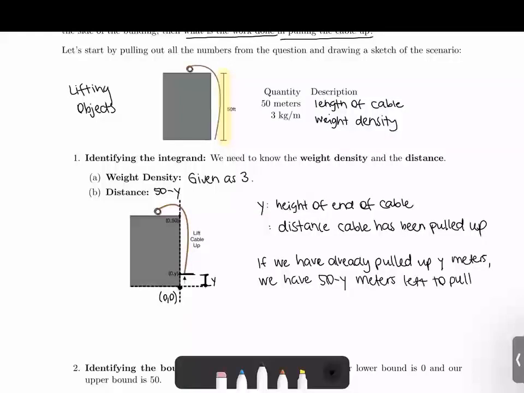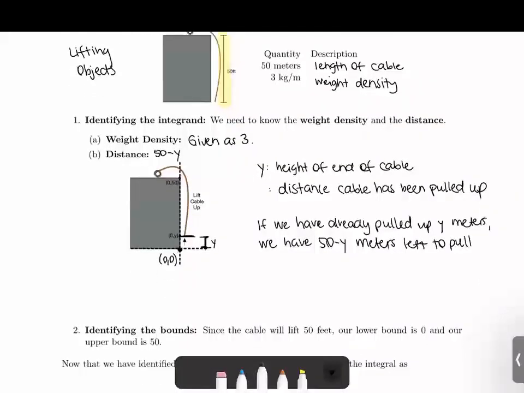So that's going to be the distance we have remaining. So at any point, we can say, well, how much more do I have to pull? And that's going to be 50 minus how much I've already pulled. So that's going to be our distance here. And so remember that our formula for force is going to be weight density times distance. So our force is going to be 3 times 50 minus y. And I'm just going to go ahead and distribute that 3 to be 150 minus 3y.